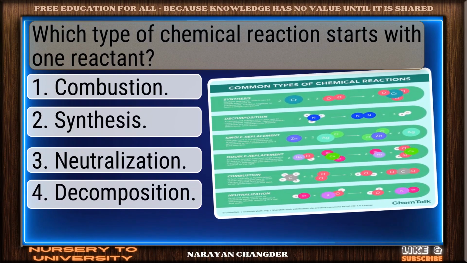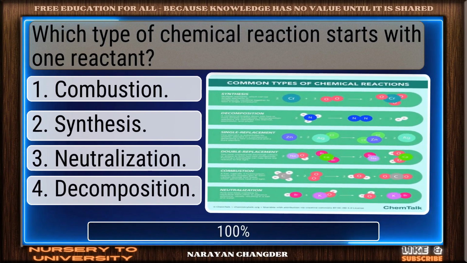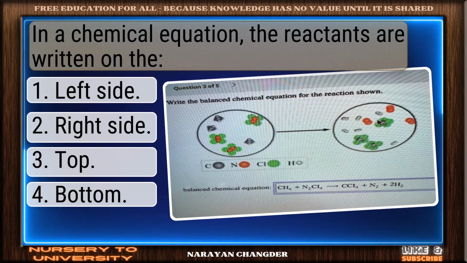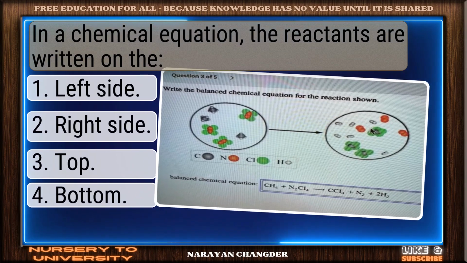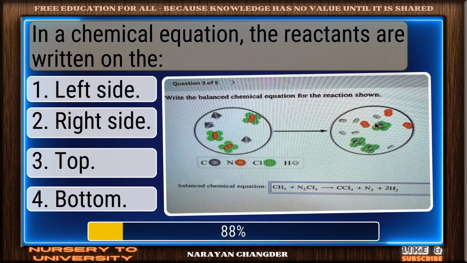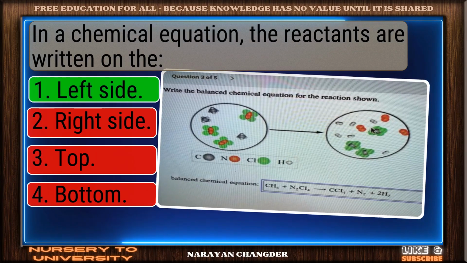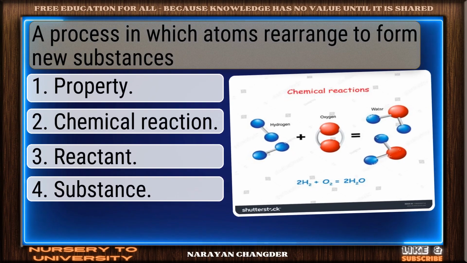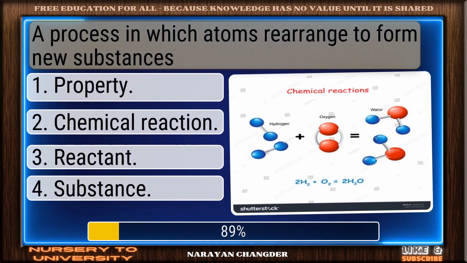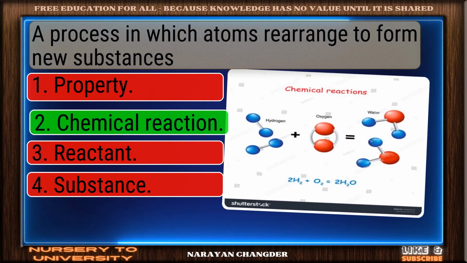Which type of chemical reaction starts with one reactant? Excellent choice. Decomposition is the right answer. In a chemical equation, the reactants are written on the... Good thinking. Left side is the right answer. A process in which atoms rearrange to form new substances. Well reasoned. Chemical reaction is the correct choice.